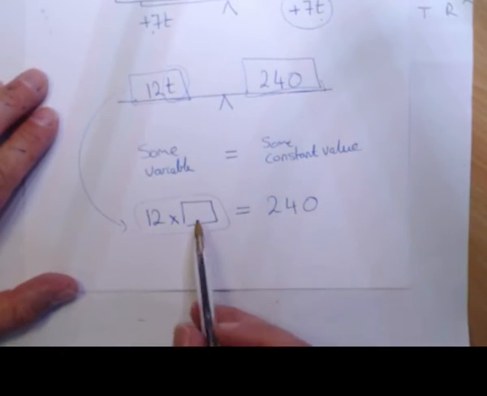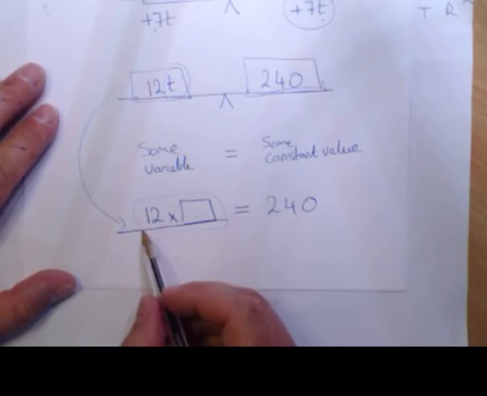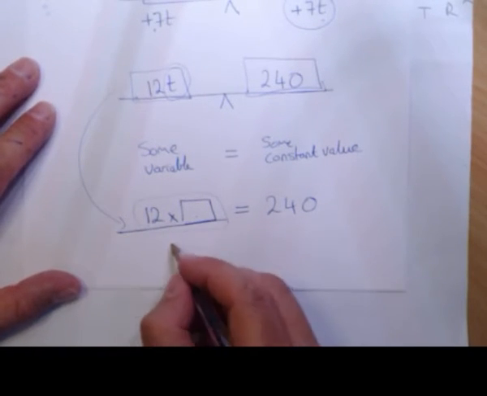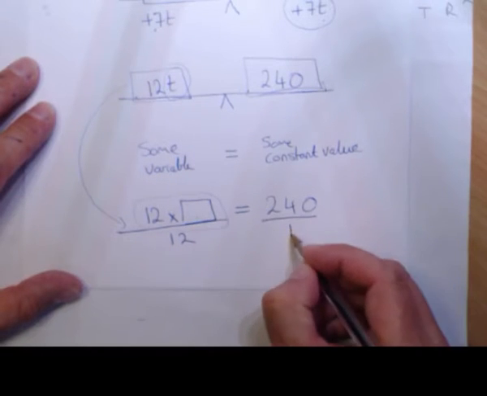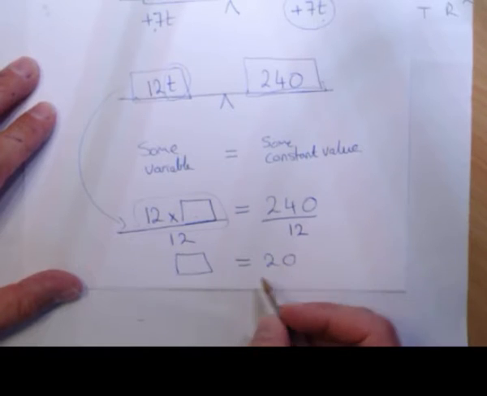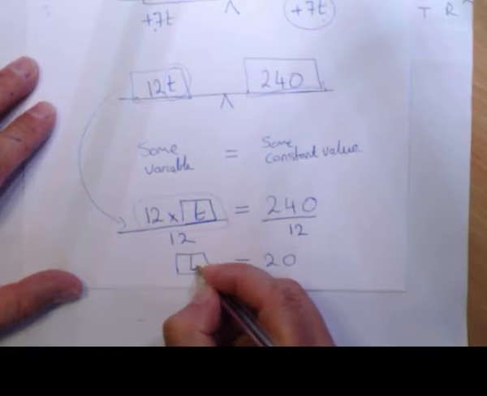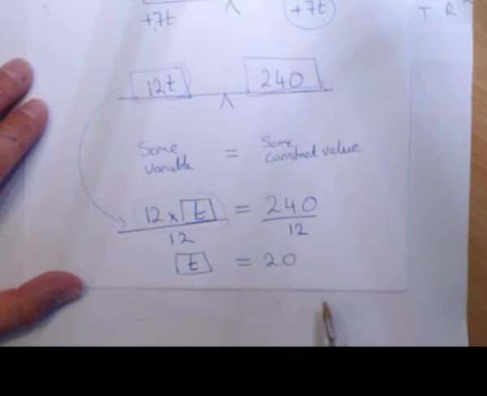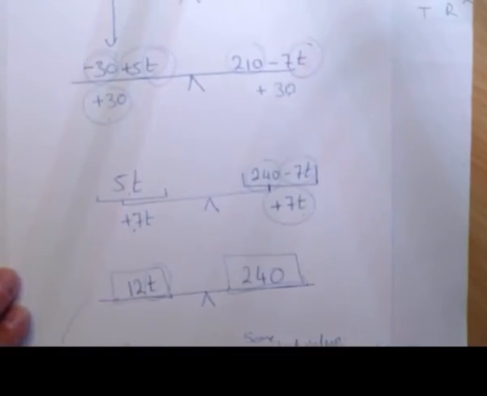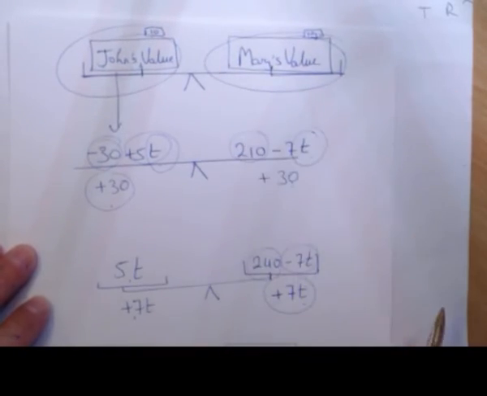Okay, so how do I find out what this number is? Well, you can see that we've multiplied by 12. To undo that, we divide by 12, and I find out that my unknown number is equal to 20. And of course, we don't use squares, we just use the letter t. So I find out that t is equal to 20 is the number that I need in order for John's value to be in balance with Mary's value.